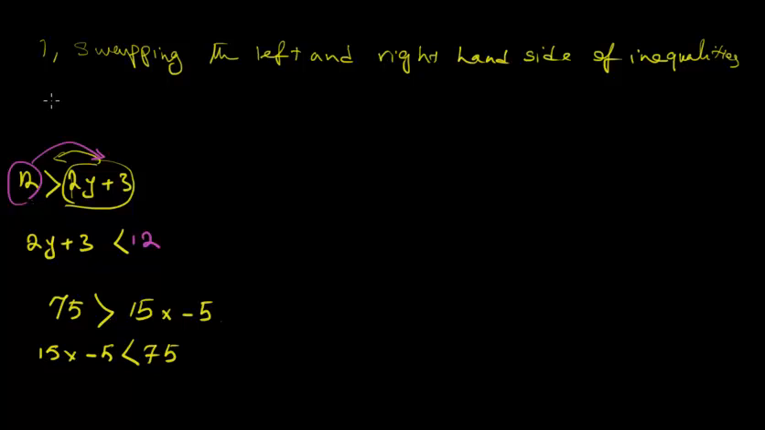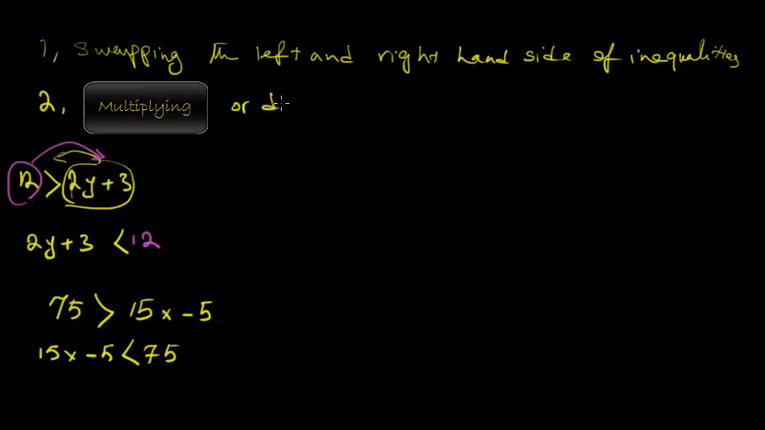There is a second situation in which we need to flip the sign, and that is when we multiply or divide an inequality by a negative number. So when multiplying or dividing an inequality by negative numbers.